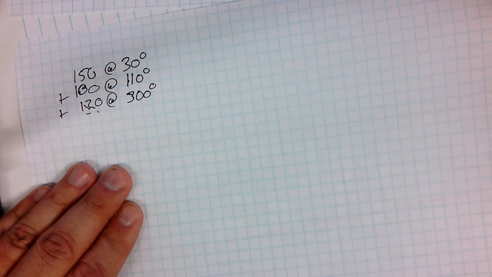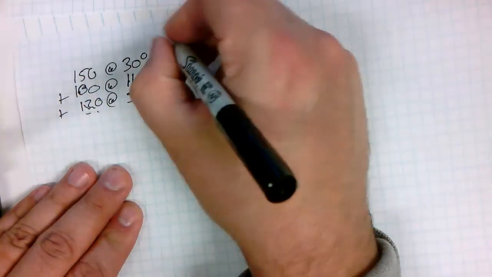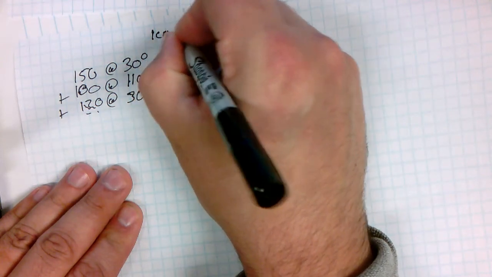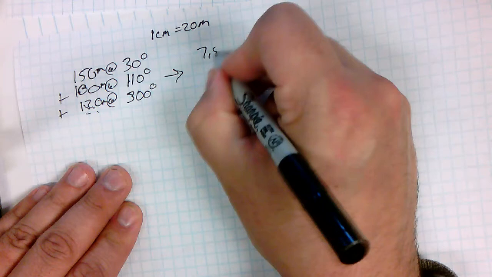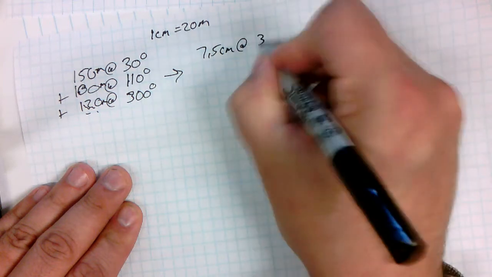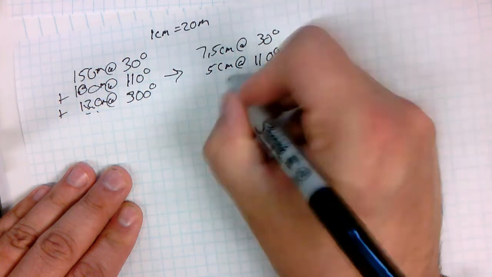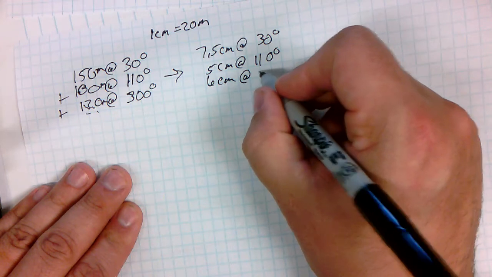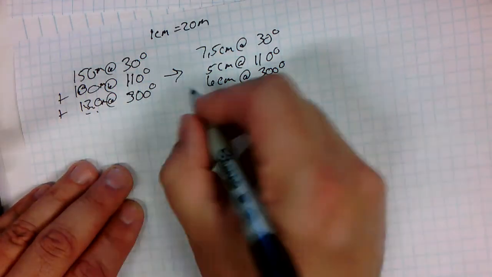Let's add those together. So this scales, remember, we're using the scale factor of 1 centimeter is equal to 20 meters. These were meters. And so I end up with 7.5 centimeters at 30 degrees. I get 5 centimeters at 110 degrees. I get 6 centimeters at 300 degrees.